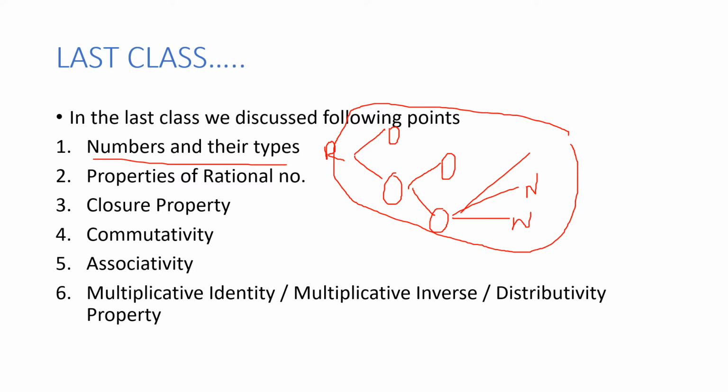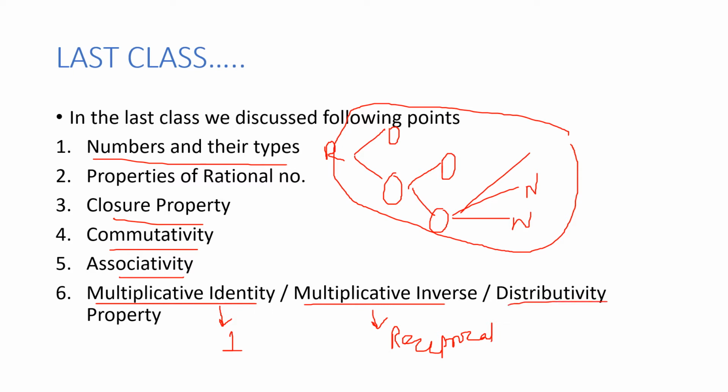After that, we did some properties on rational numbers, like closure property, commutativity, associativity. Finally, we did multiplicative identity. I hope you remember, one is the multiplicative identity. The multiplicative inverse of any number is the reverse or reciprocal of that number. Then we did finally the distributive property, such that a into b plus c, how to solve these kinds of expressions. So in the first few slides we will be doing some revision, and after that we will be starting today's topic.